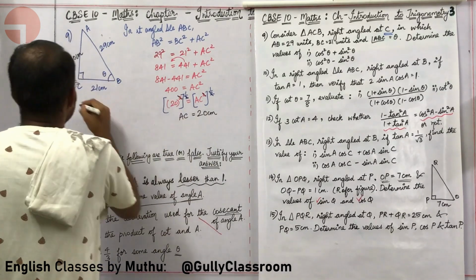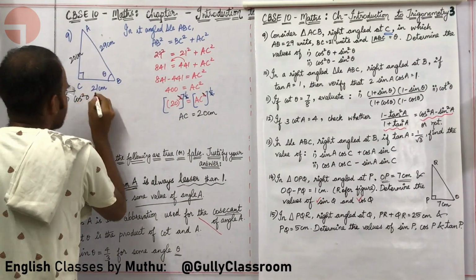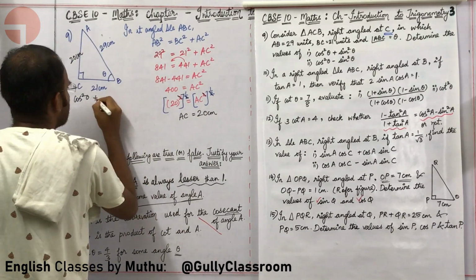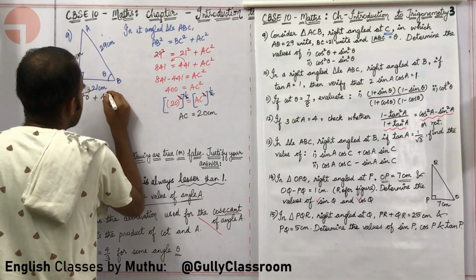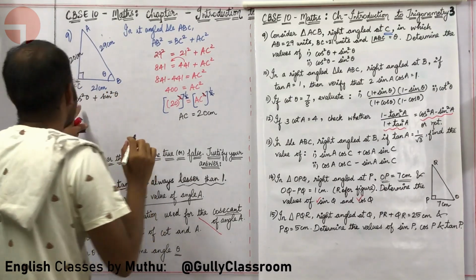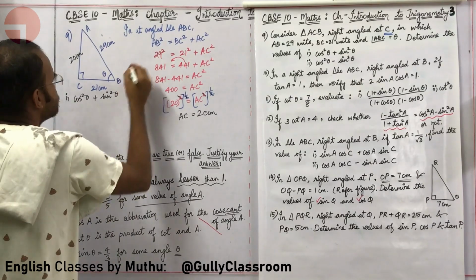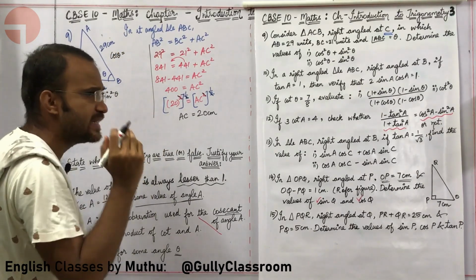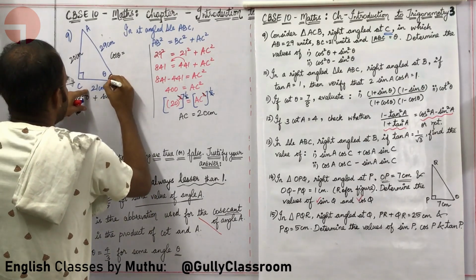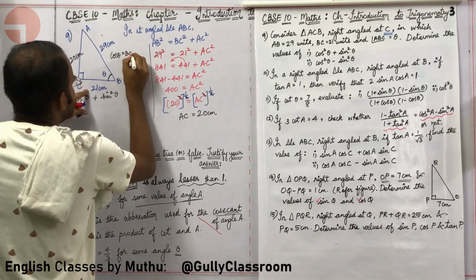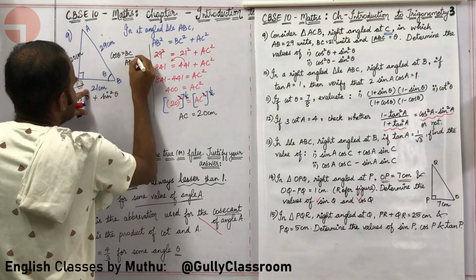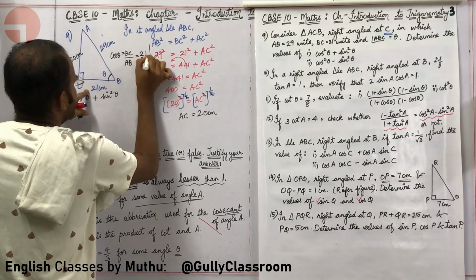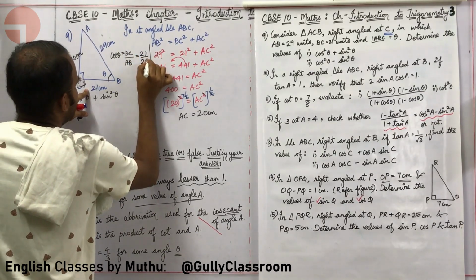What is the first term? The first term is cos square theta. What is the second term? Plus the second term is sin square theta. First, what is cos square theta? Sir, cos theta means it is nothing but adjacent by hypotenuse. With respect to this theta, adjacent is BC, hypotenuse is AB. So BC is 21, AB is nothing but 29.